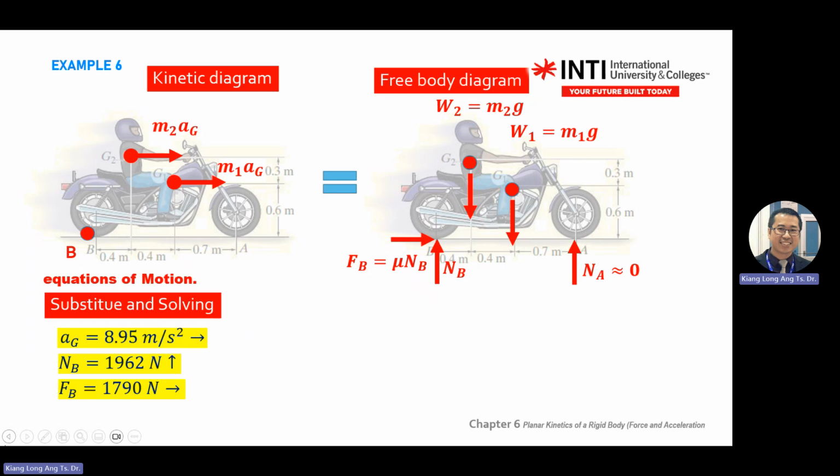Solving, you'll get these three answers. So AG equal to 8 point something, NB equal to 1.9 kilonewton, FB equal to 1.7 kilonewton. Remember to put in a unit. Direction, you don't need to give direction. I only see your free body diagram. If it's a positive value, I will just go to your free body diagram and check.